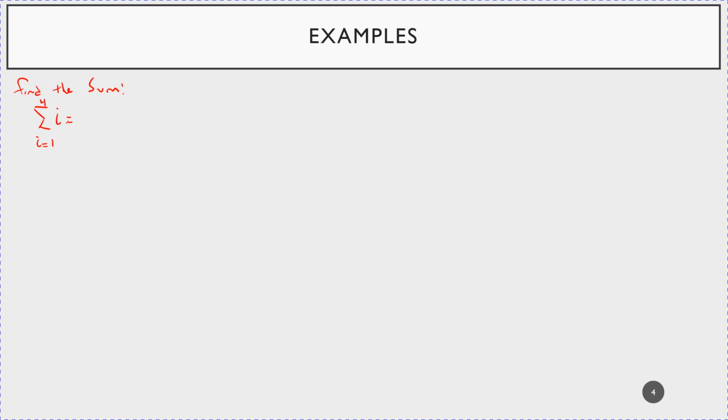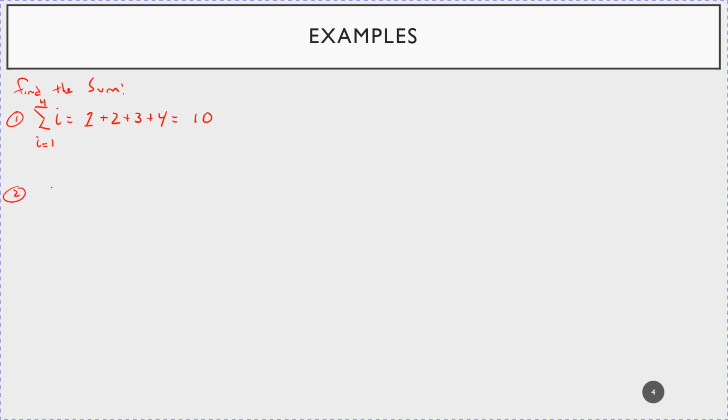Look, this is what happens. Wherever you see an i, you start at 1. Then you add to it: now i goes to 2, now i goes to 3, and then i goes to 4, and that tells you to stop right here. Then you just find the sum. 1 plus 2 is 3, plus 3 is 6, plus 4. This sum is 10.